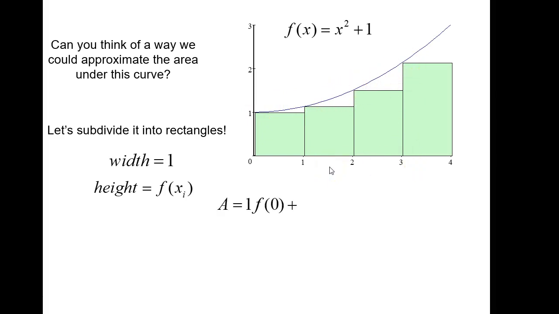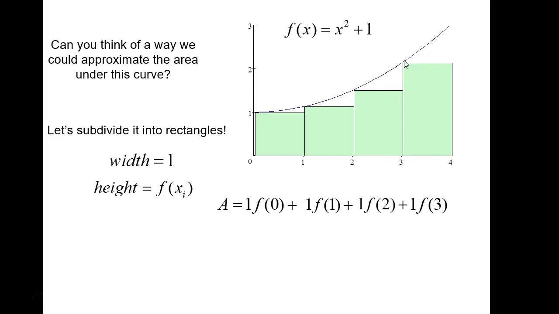So the first rectangle would be 1 is the width times the height, which is f of 0. Now I can see that that's 1 from looking at the graph, but it would be at the value of the function where x is 0. The next rectangle would be a width of 1 times f of 1. The next rectangle would be a width of 1 times f of 2, so the height where x is 2. The next rectangle would be 1 times f of 3, so the height where x would be 3.